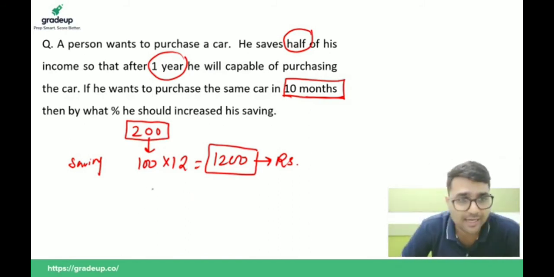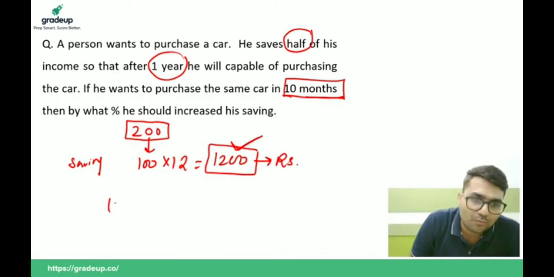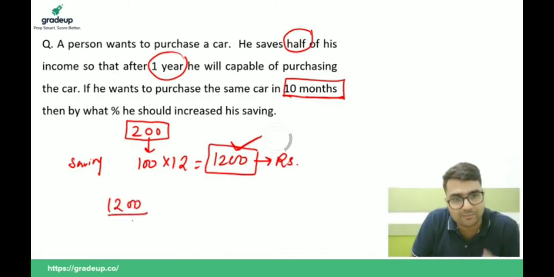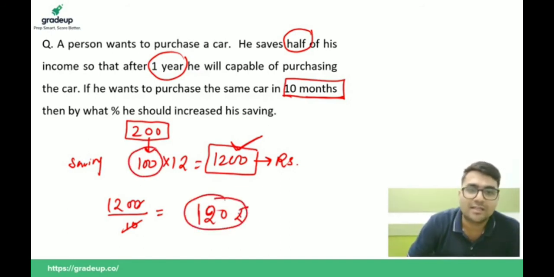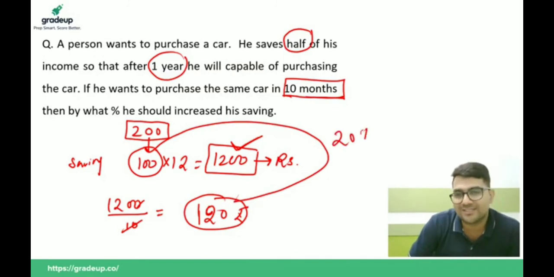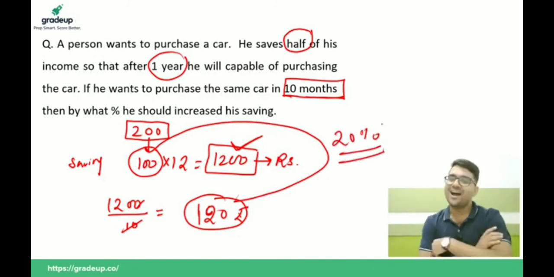Now, guys, the cost price of the car is 1200. In order to purchase this car in only 10 months, he has to save 120 rupees per month. Now, the previous saving is what? 100. New saving is what? 120. Then the increment in the saving is what? 20%. It is a very, very easy question. Guys, I'm telling you, percentage is very easy.